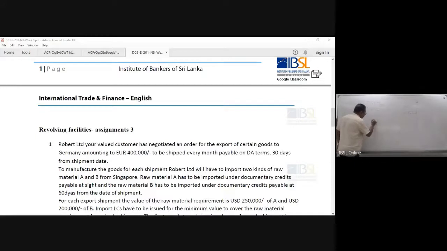So I will take a T account. This is only for explaining purposes. You can take it down. Only for explaining purposes. So I will just say LC. And I will just say U here because it's a usance LC. 90 days.